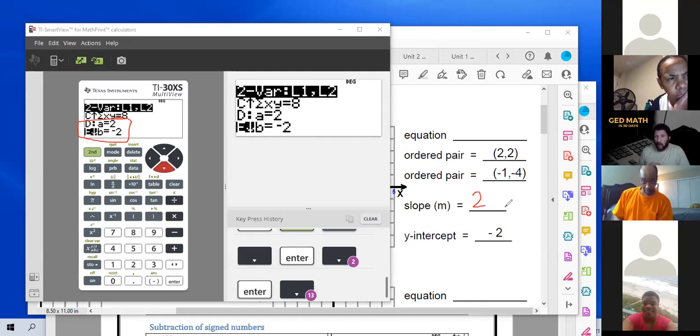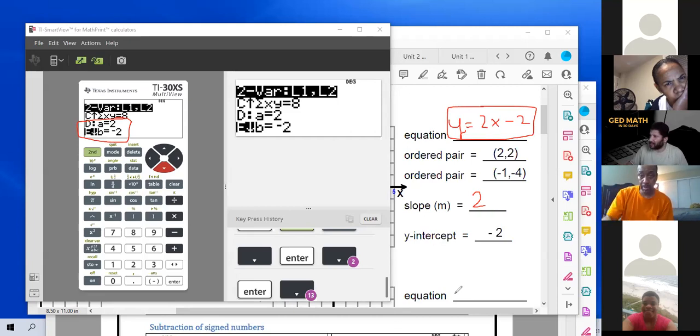Does everybody understand that? Okay. So if I know my slope is 2 and I know my y-intercept is -2, what's my equation of the line going to be? Y equals 2x minus 2. There you go. Perfect. Y equals 2x minus 2.